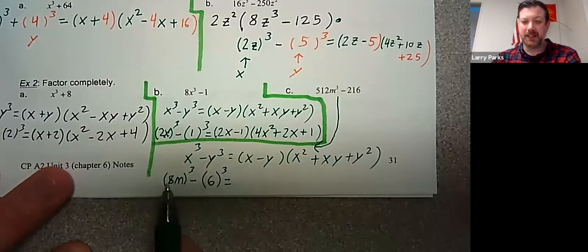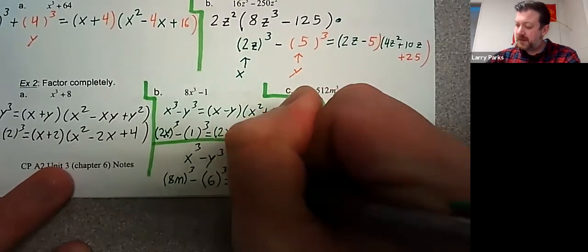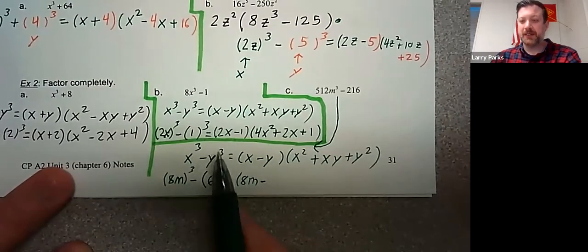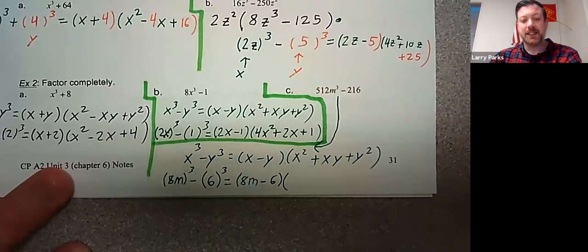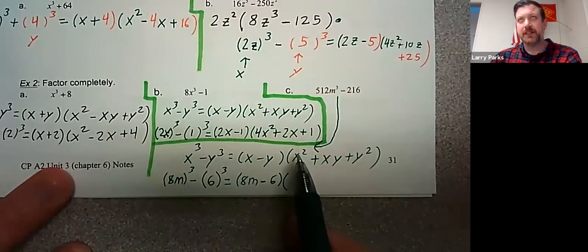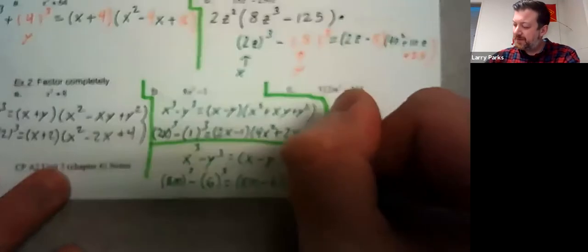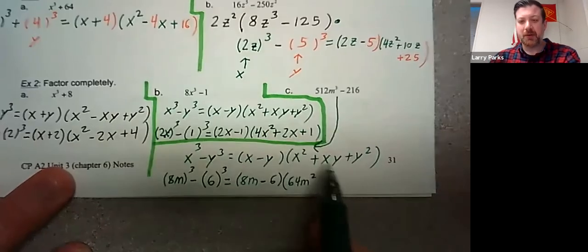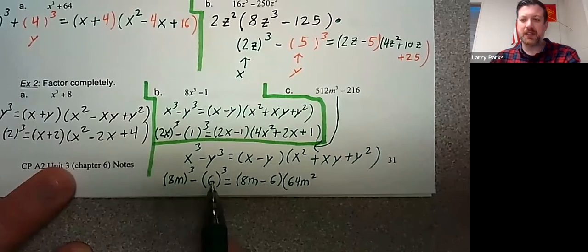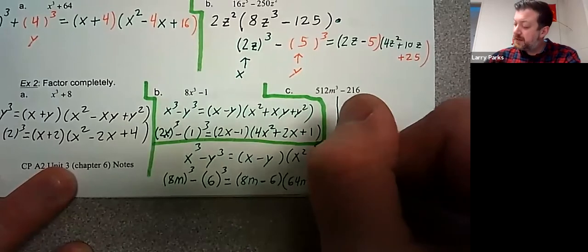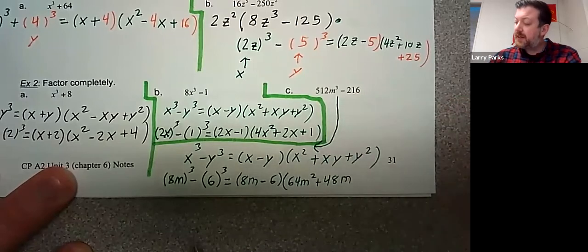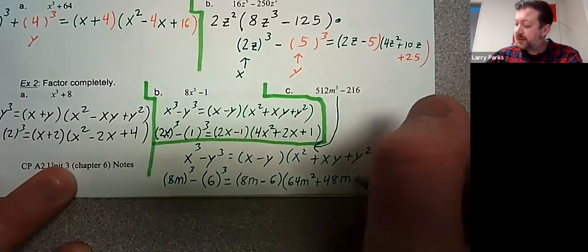Everywhere that has an x gets replaced with an 8m. Everywhere with the y gets replaced with the 6. We said x gets replaced with 8m. 8m squared, let's see, 8 squared is not 16. 8 squared is 64. So you have 64m squared. You take your x times your y. So what is 8m times 6? 8 times 6 is 48. 48m. And then finally, I do y squared. I'm sorry, y is 6. That'd be 6 squared, which is 36.